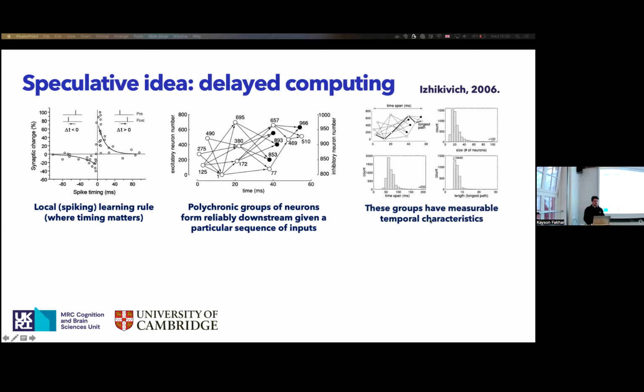And that would include inhibitory neurons. What you can find is that for any arbitrary number of sequences, you would get polychronic groups. They would have a size, there'd be a number of them, and they would have a particular temporal span. They would be sensitive to particular inputs and temporal aspects of those inputs.